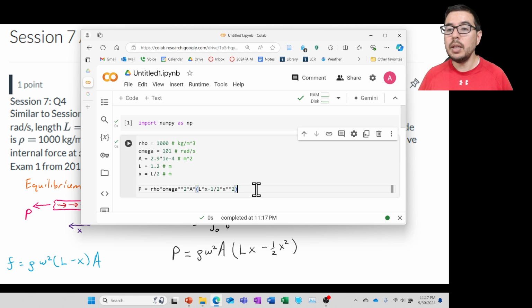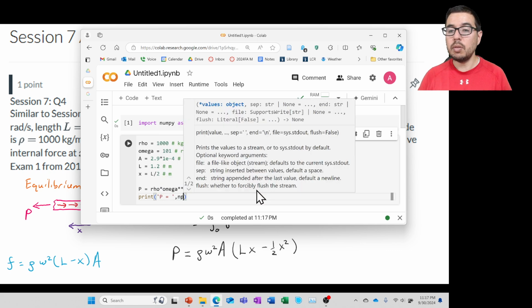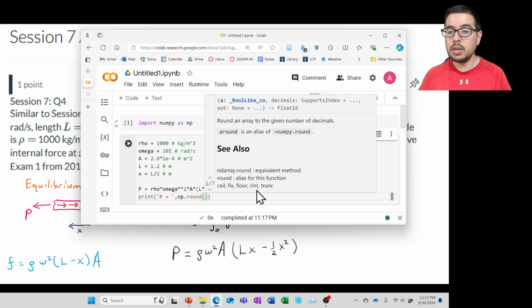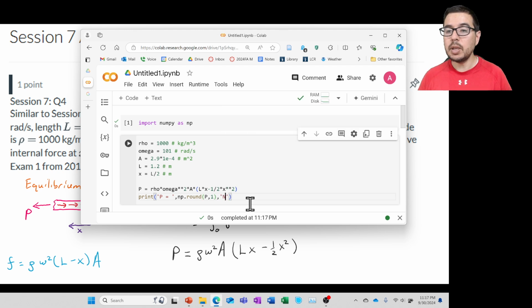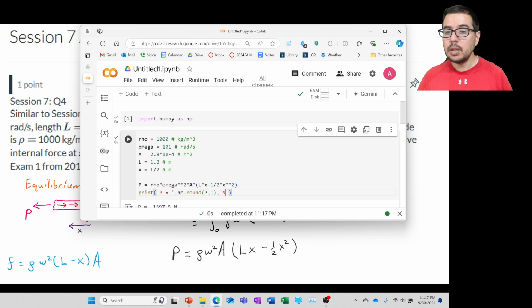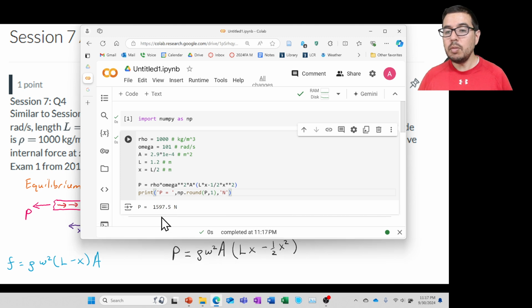Colab do its thing. And it doesn't spit anything out because I didn't print what P is going to be equal to. So P is going to be equal to, this would just give us the final answer in newtons if I don't do anything to it. So I'm going to do P, let's just do like 1 decimal place, and we'll say newtons. All right, so it comes out to be about almost 1600 newtons for the internal force.